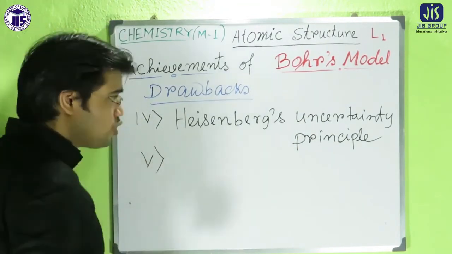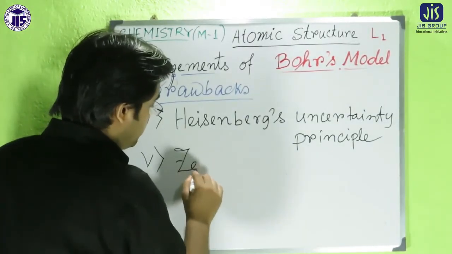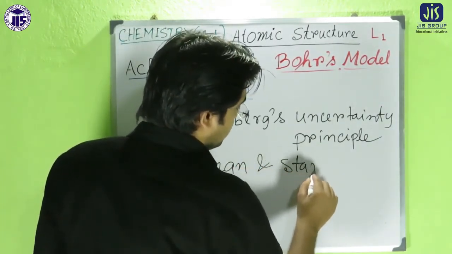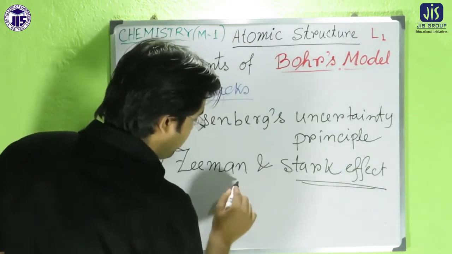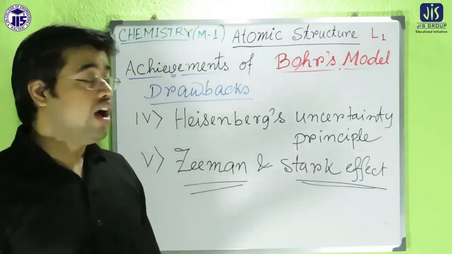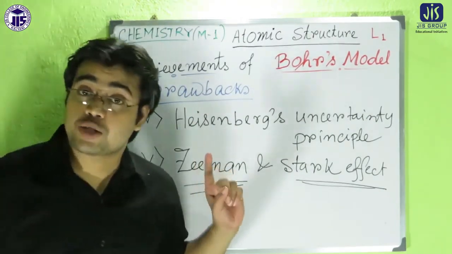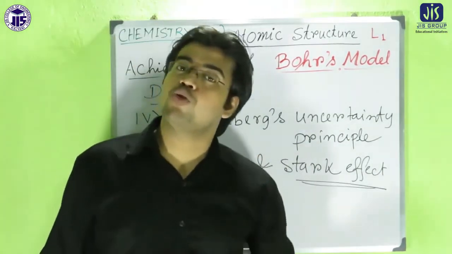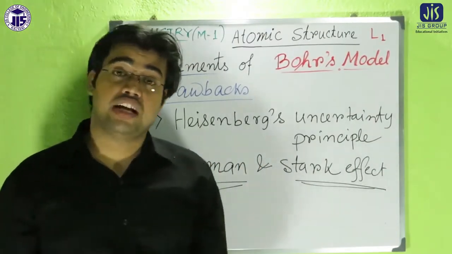Also, Bohr's model was totally unable to explain the Zeeman and Stark effect. The Zeeman and Stark effect is another kind of splitting of the spectral lines in the presence of a magnetic field and an electric field, which was not explained by the Bohr's model. So those are all the limitations of the Bohr's model, and to solve them, the next scientist, Sommerfeld, came.